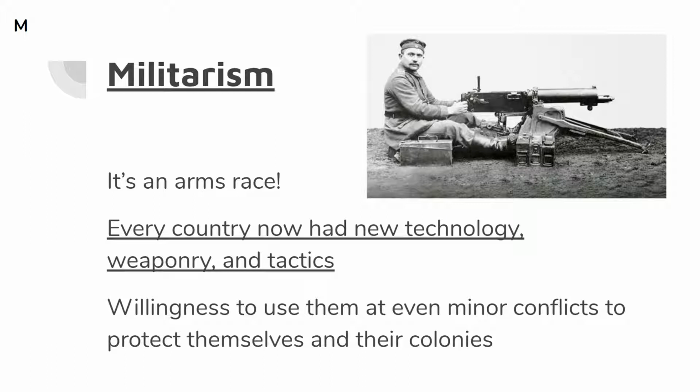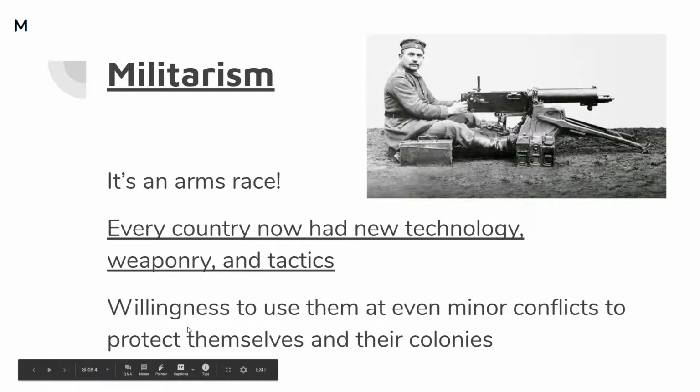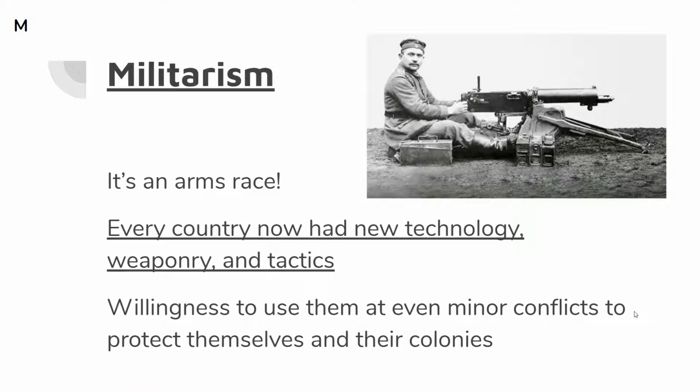And now these militaries haven't used them yet. They just don't know how effective they are. And a problem that's going to come up is that these countries are going to be willing to use these new weapons without really knowing how deadly they could actually be in order to protect themselves and their colonies.